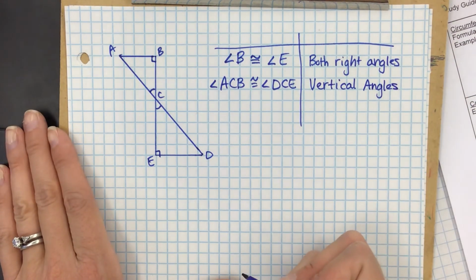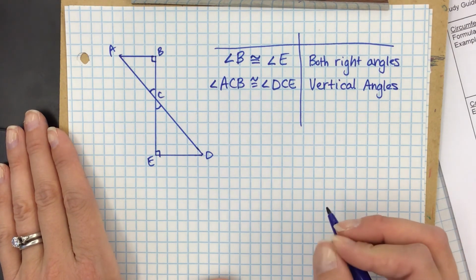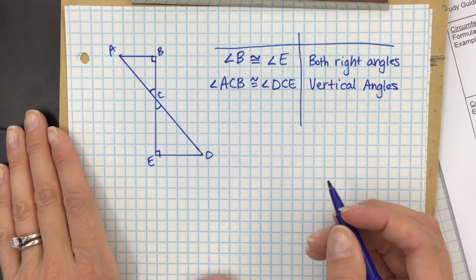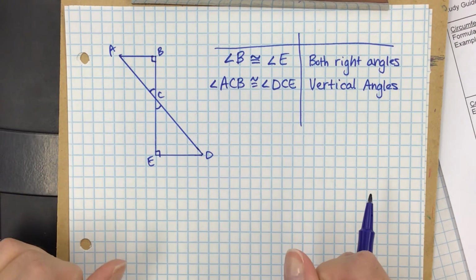Okay. Could you, if you were to write angle A, could you just leave it angle A? Yeah, because there's only one angle A there. There's no other angles coming off of that in that picture.